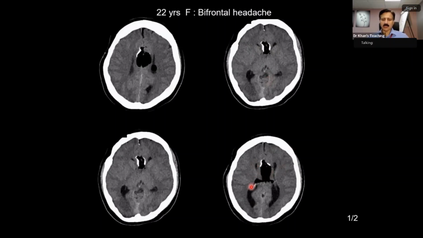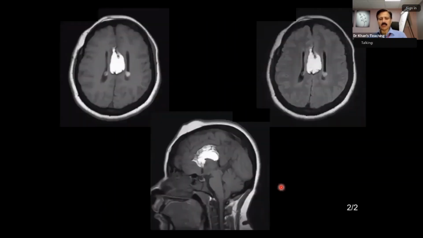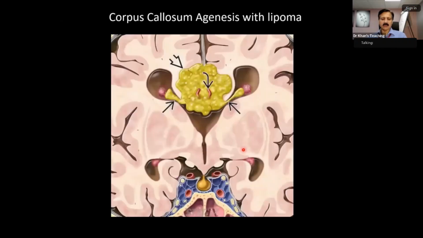So if you see here, look at this. And if I show you the MR, you can see that the lipoma is sitting there. So this is lipoma of the corpus callosum.